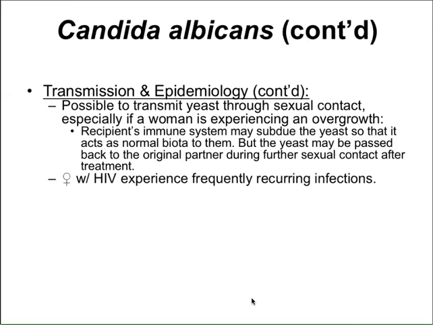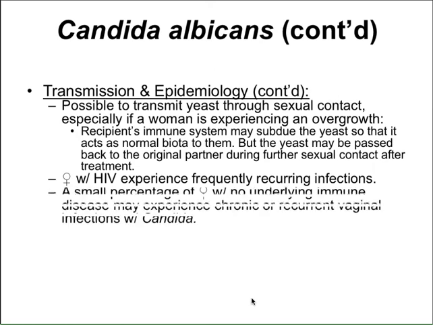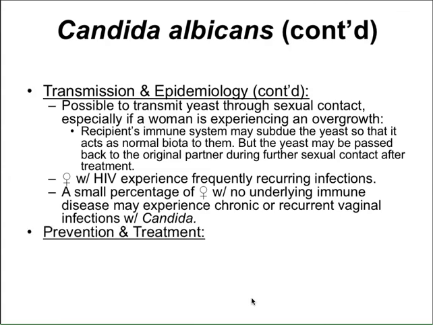It's possible to transmit yeast through sexual contact if the woman is experiencing candidiasis, but the recipient's immune system is normally going to keep it in check. The yeast may be passed back to the original partner if sexual activity continues. Women with HIV experience recurring infections because the immune system is suppressed, right?